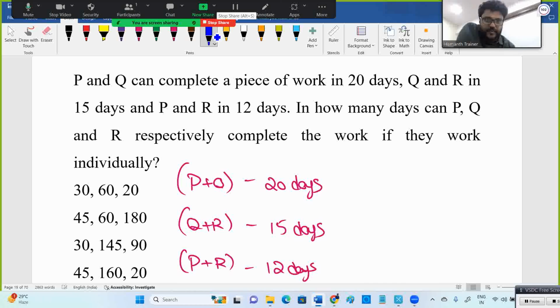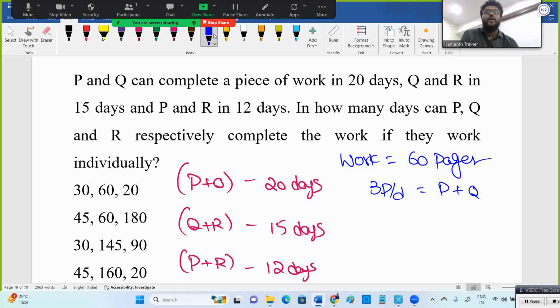Right, so for total work I am taking the LCM of 20, 15 and 12, which is 60. I am taking the work as typing 60 pages. So you have to type 60 pages in 20 days, means you are typing 3 pages per day. This is done by P and Q together. You may take 120 also, still you get the same answer. Don't worry. And 60 pages in 15 days means 4 pages per day, done by Q and R. Now 60 pages in 12 days means 5 pages per day, done by P and R.